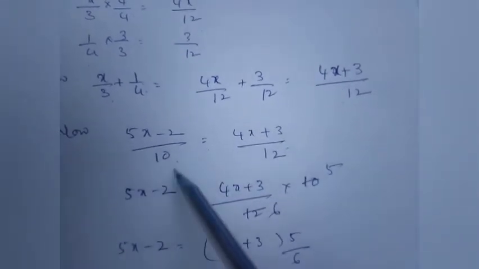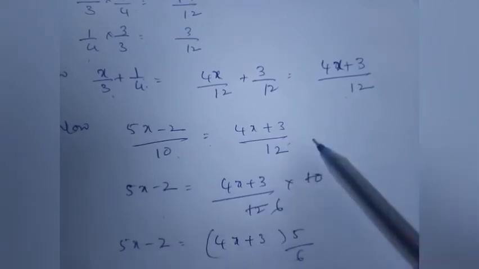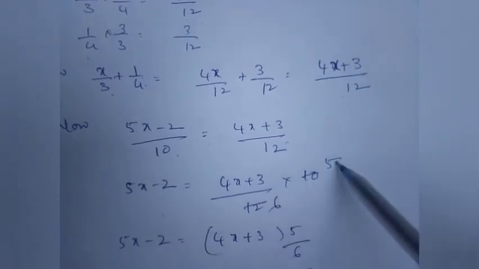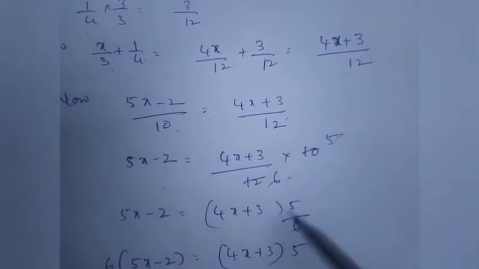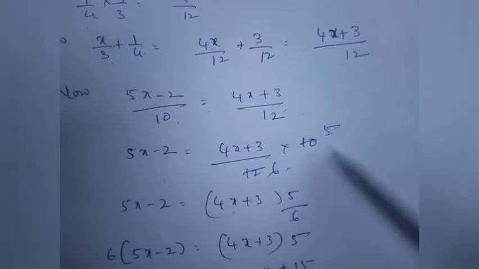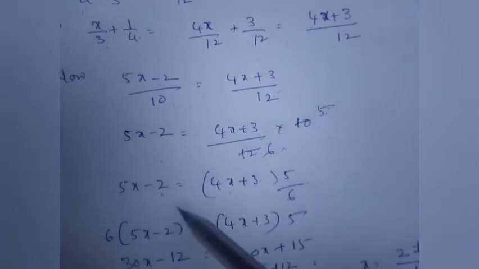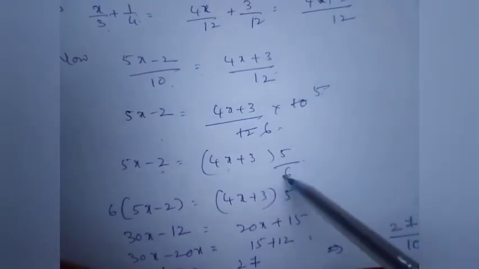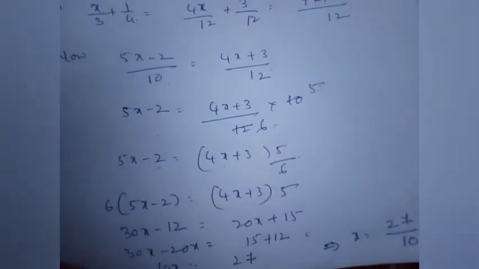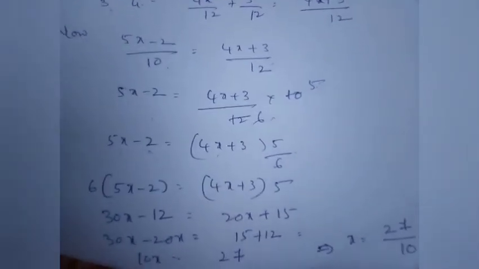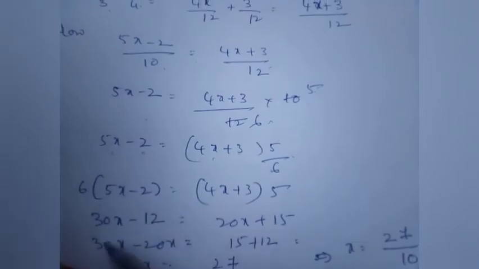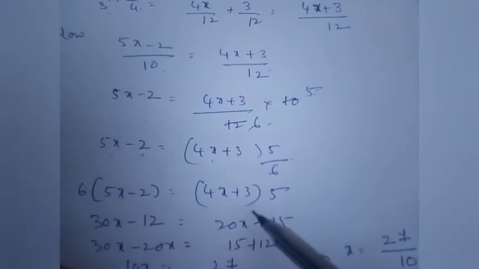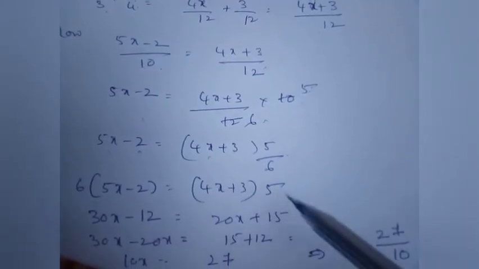I am sending this 10 that side. It is dividing here and it goes that side, multiplies, so into 10. Cancellation, 2 5s are 10, 2 6s are 12. So 4x plus 3 into 5 by 6. This as it is, 5x minus 2. Now I am bringing this 6 this side. So 6 into 5x minus 2 is equal to 4x plus 3 into 5. 6 5s are 30x, 6 2s are 12, 4 5s are 20x, 5 3s are 15.